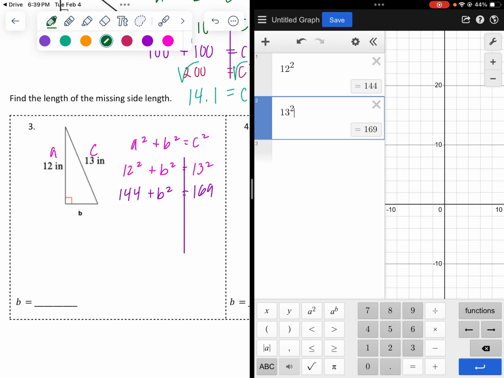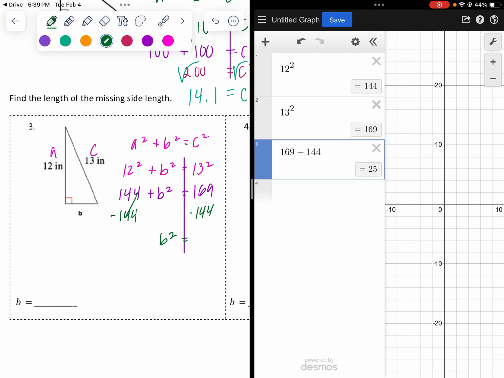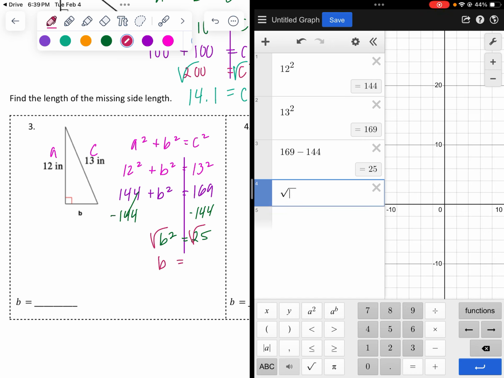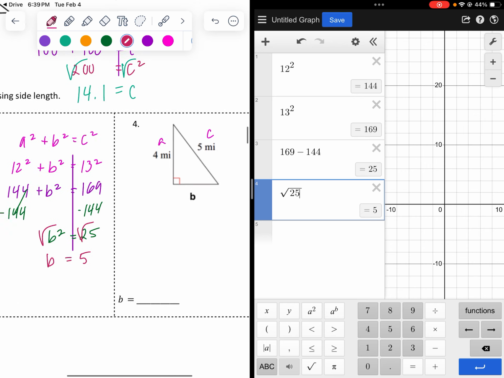Going to solve for b, so I'm going to subtract 144 on both sides. So I have b squared is equal to 169 minus 144. That gives me a value of 25. Same exact thing, I'm trying to find one single b, so I have to take the square root of both sides. So I have b is equal to the square root of 25, which is 5.